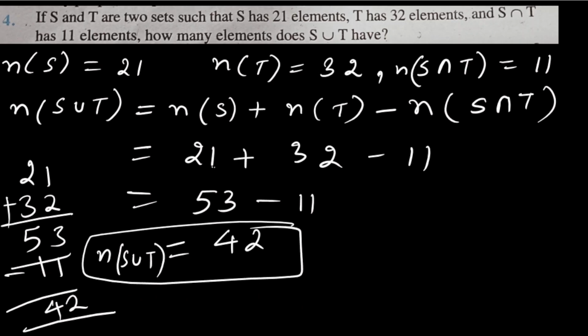So this was also very easy, a direct formula. The only thing you should be able to understand is that these problems are really easy because it's given in direct language: S has these many elements, T has these many elements, the intersection is this, so it's easy to understand. Let's do the next one, which is the fifth question.